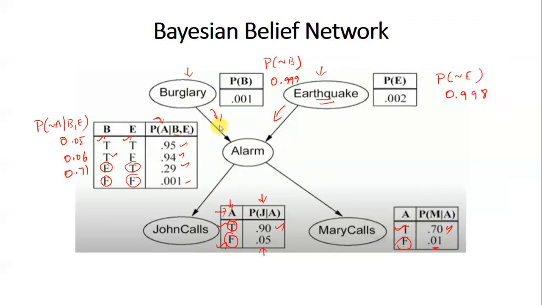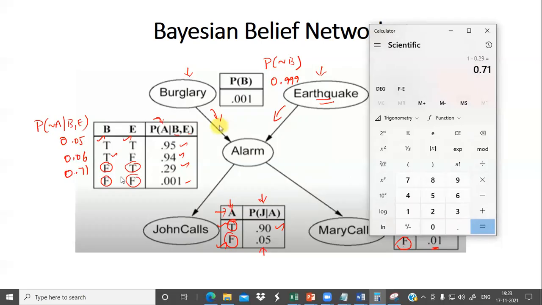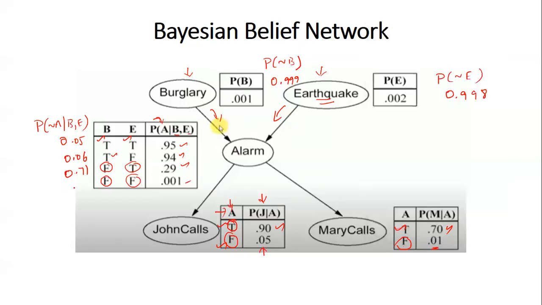And what is the probability that there is no alarm given that there is no burglary and no earthquake? Which is nothing but 1 minus 0.001, which is 0.999. Similarly, you can also calculate this. What is the probability that John calls when there is an alarm? And what is the probability that John calls when there is no alarm? This is no alarm because alarm is false.